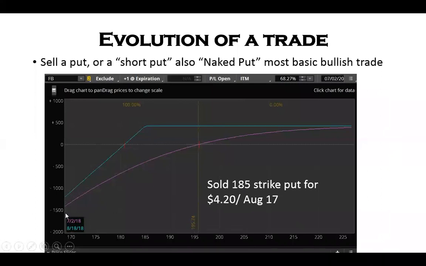If I could scroll this graph over, you would see that the potential loss if the underlying was to really bomb is unlimited. So you could lose much more than the $420 you're trying to make.